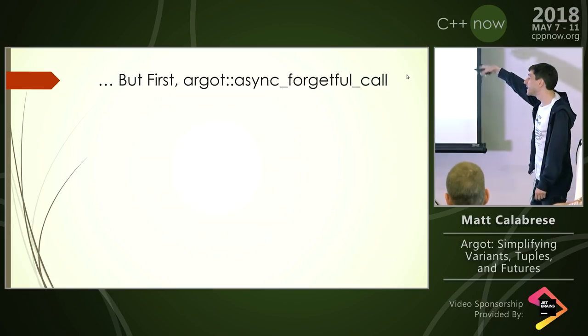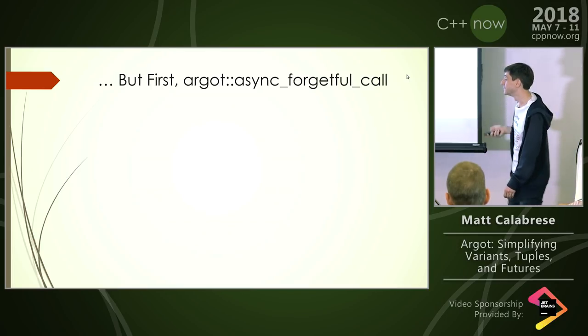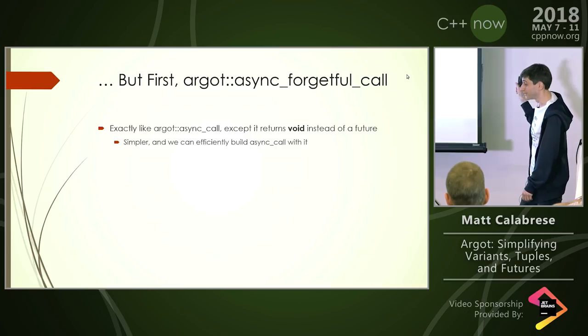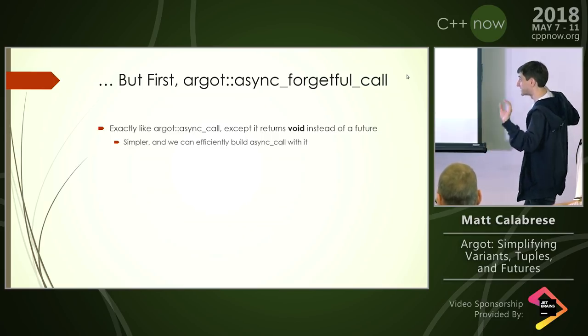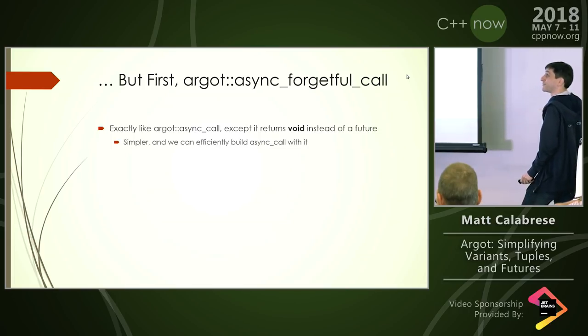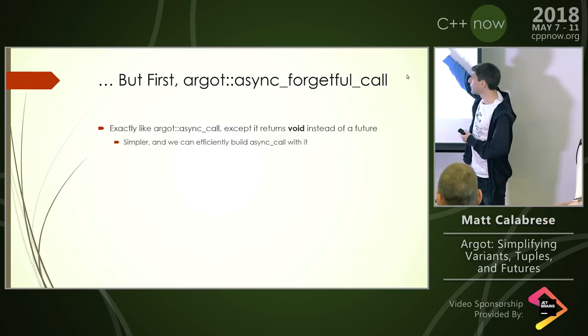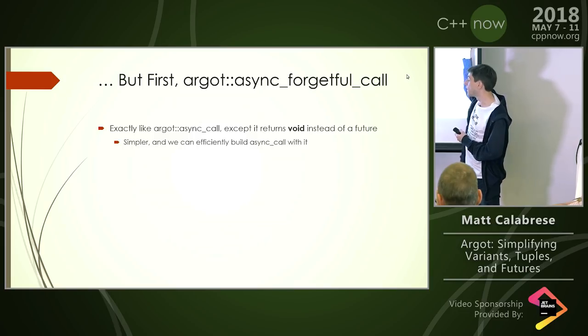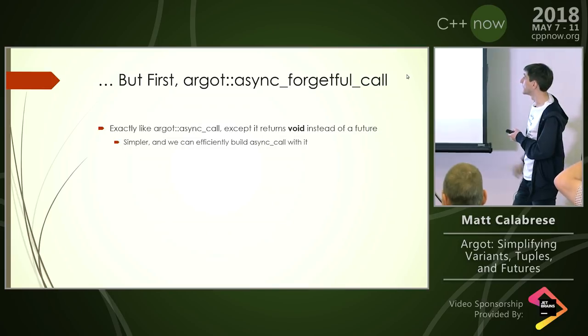But before we start showing how we can implement that, let's talk about a slightly simpler function that I call async forgetful call. The idea of async forgetful call is it performs an async operation like std async, only it doesn't return a future. It has fire and forget semantics, which normally is bad news. But the thing to keep in mind is when you're providing an executor, it's safe to fire and forget if you know where that thing is executing. And using this, if we have promises and future packaging facilities like in STLab, we can actually build async call from this lower level primitive. It may not be perfectly efficient, but we can do that.